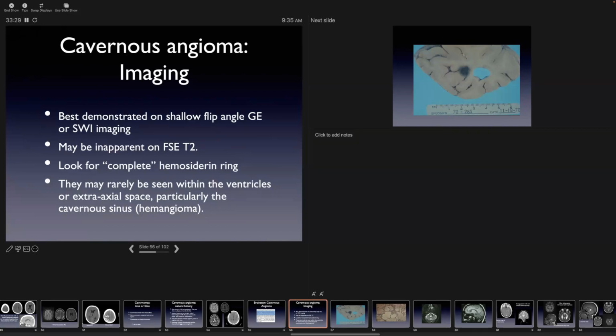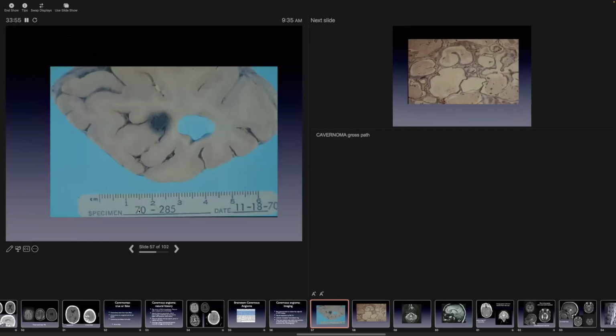Look for the complete hemosiderin ring, and complete is an important part of that concept because incomplete hemosiderin rings oftentimes are seen when you're looking at hemorrhagic metastatic lesions, and they can be difficult to distinguish at times. These are rarely seen within the ventricles or the extraaxial space, particularly the cavernous sinus region, so be very careful about that. I'll try to show you a couple cases.